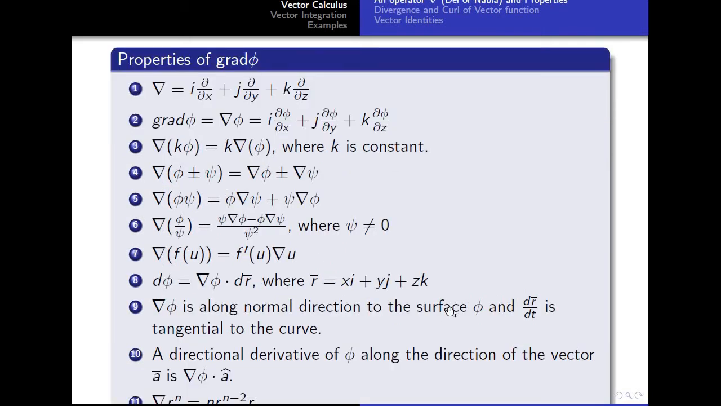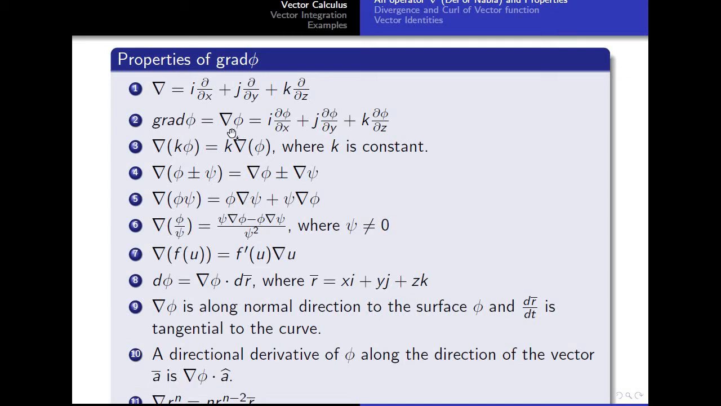Now the important thing is this operator del. The operator del is defined in this way: i into the partial derivative with respect to x plus j into the partial derivative with respect to y plus k into the partial derivative with respect to z. This operator del contains i, j, k terms, therefore it is a vector operator. When this operator del operates on a scalar function, the total becomes a gradient. This is the gradient of phi.